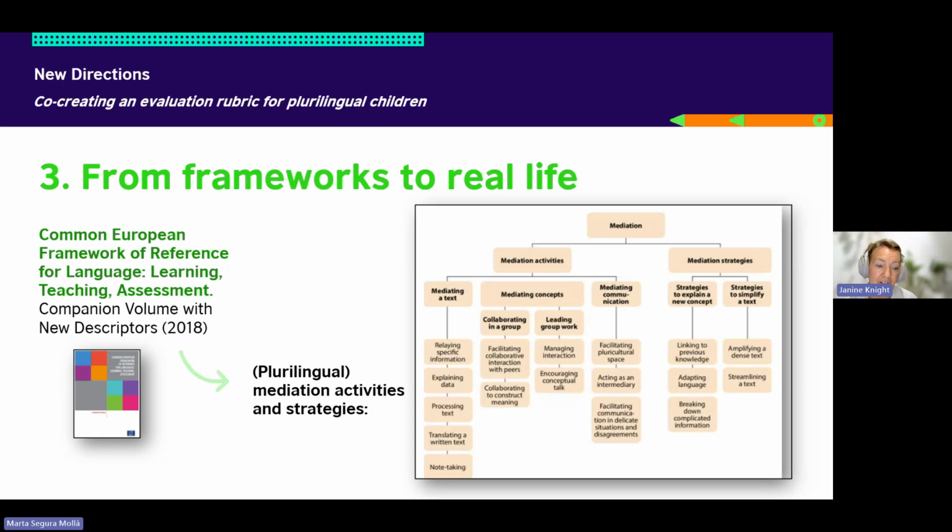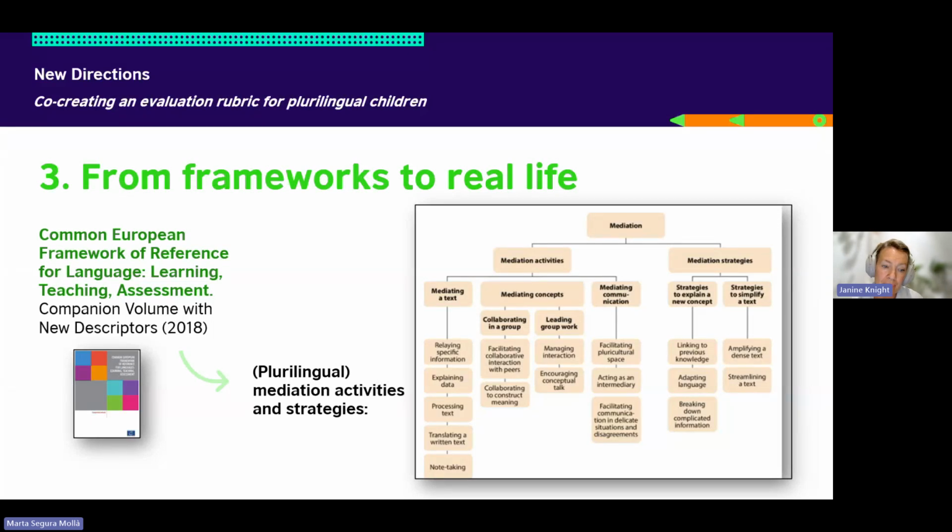Okay, and there are over 1,000 descriptors, so we had to identify the ones that were relevant for the plurilingual and cultural competencies. And when identifying the relevant descriptors, we were guided by the concept of mediation activities and strategies in the CEFR, which put simply is a communication ability, whereby the learner creates bridges, helps to construct or convey meaning, sometimes within the same language, so monolingually, or sometimes from one language to another, so plurilingually.